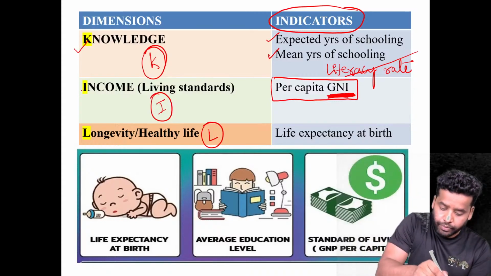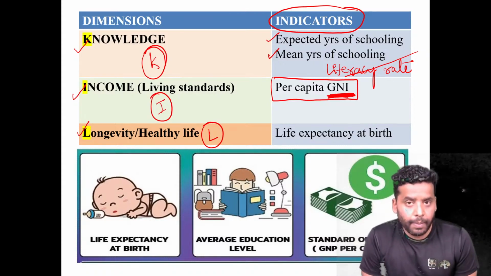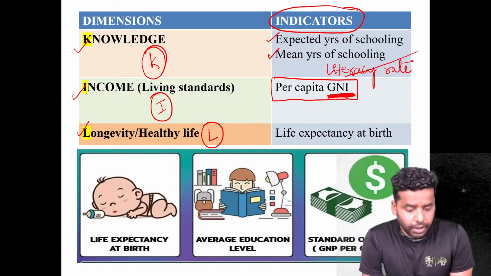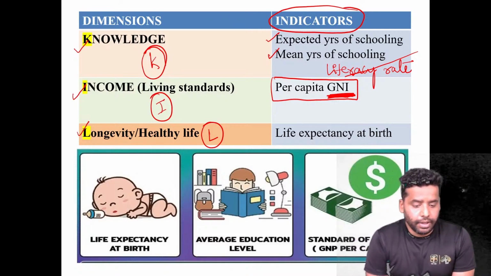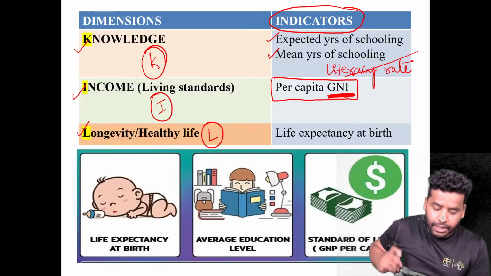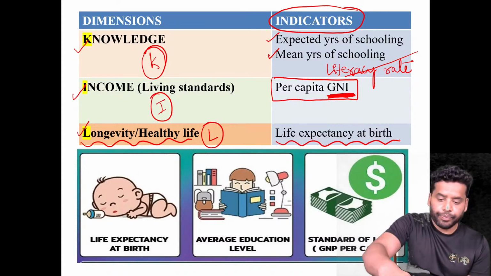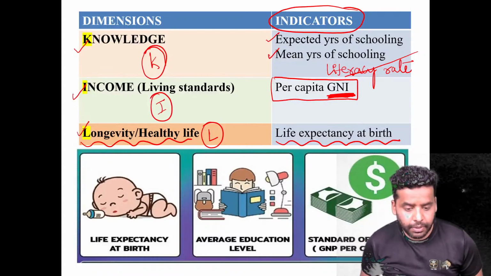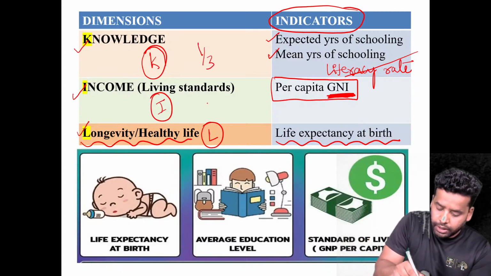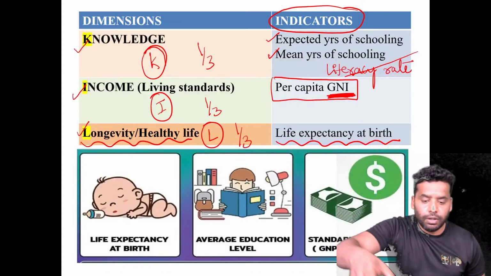So what is the income indicator used in HDI? Answer my question. Per capita GNI, not GDP. Remember this question. Per capita GNI. Yes, not just GDP. Got my point? Good. The third is longevity. Life expectancy at birth. So every dimension is given equal 1/3 importance. When you calculate HDI, every dimension is given equal 1/3 importance.